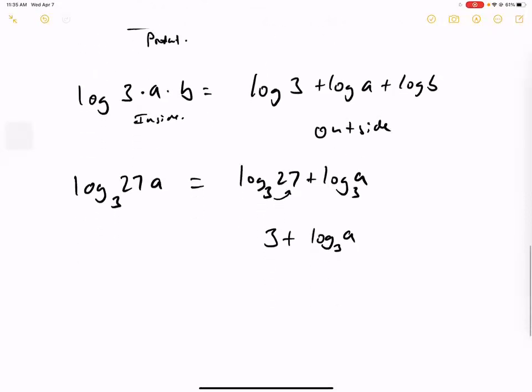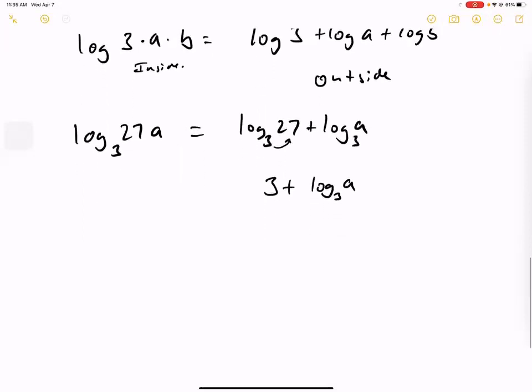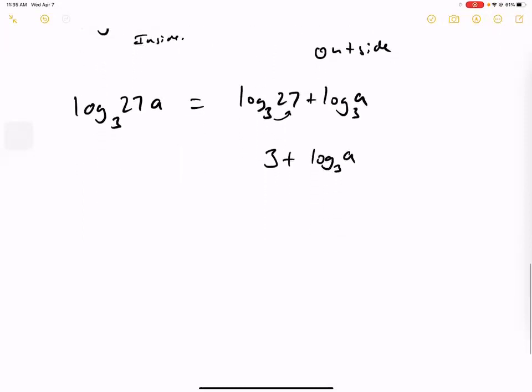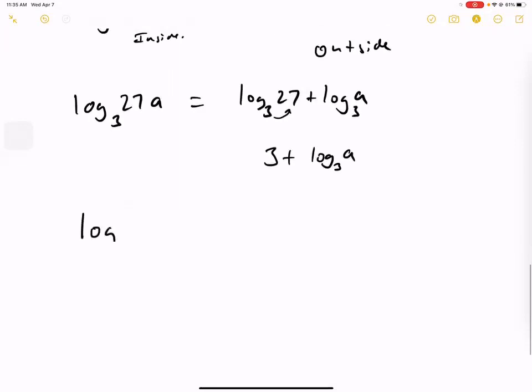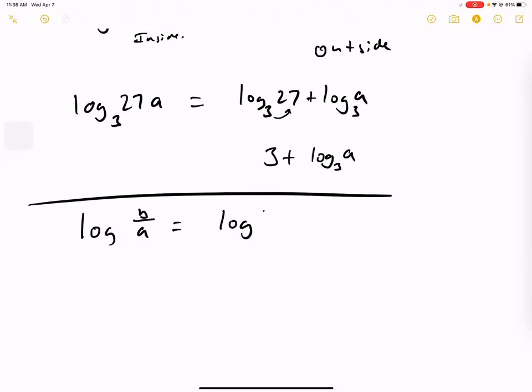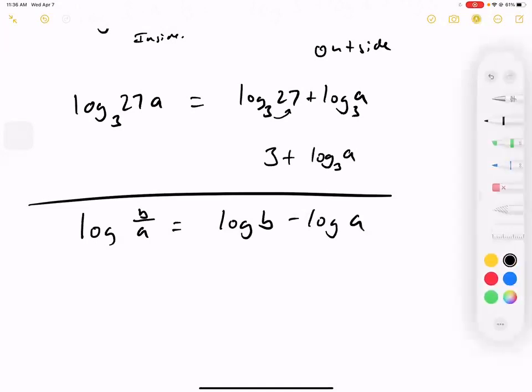Now, here's our next rule. If you think adding is multiplying, well, then what do you think subtraction is? Now, if I say log of b over a is log of b minus log of a. I want you to notice that the negative log only applies to the denominator. Whatever is on the denominator gets a negative sign there. And we'll explain in our next rule why that's true. But if we're dividing inside, we're subtracting on the outside.